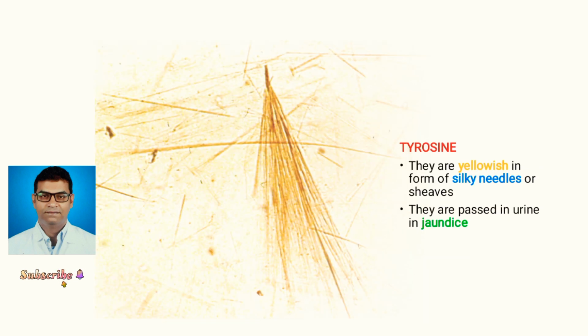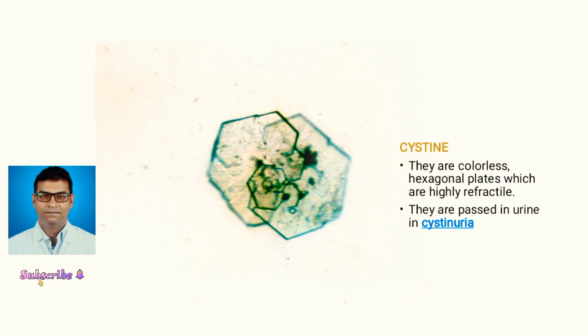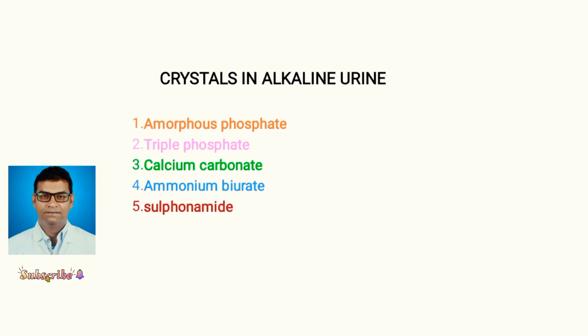Tyrosine crystals are yellowish and are in the form of silky needles or sheaves. They are passed into the urine in jaundice. Cysteine crystals are colorless hexagonal plates and are highly refractile. They are passed into the urine in cystinuria. Now coming to the crystals in alkaline urine.